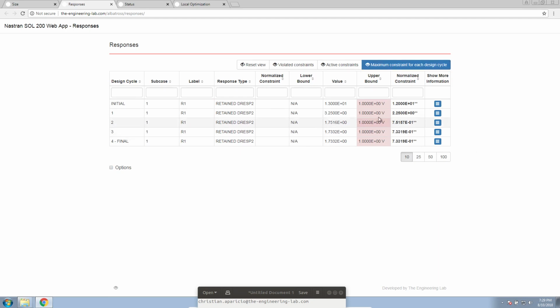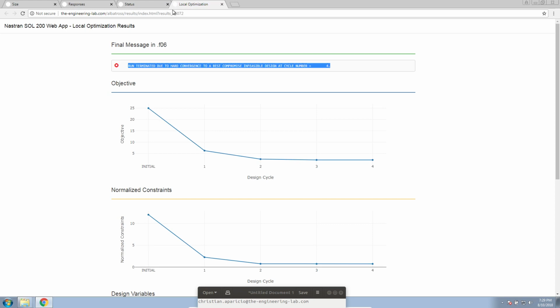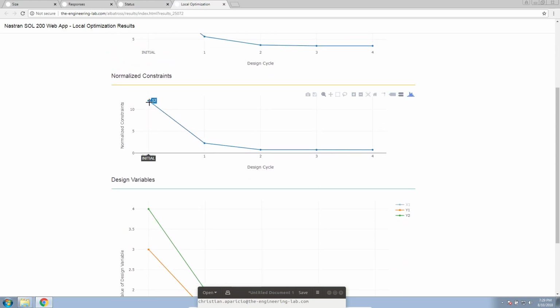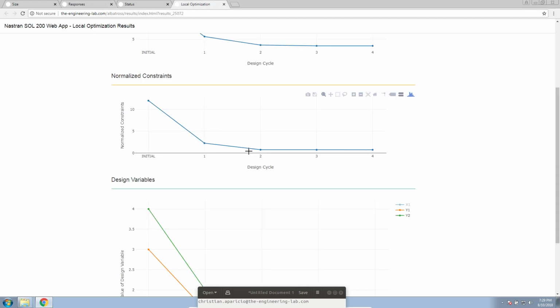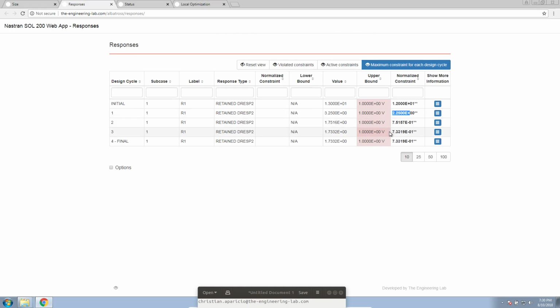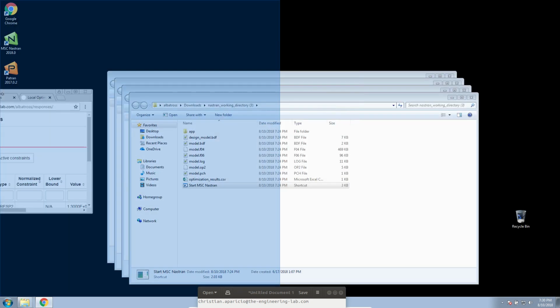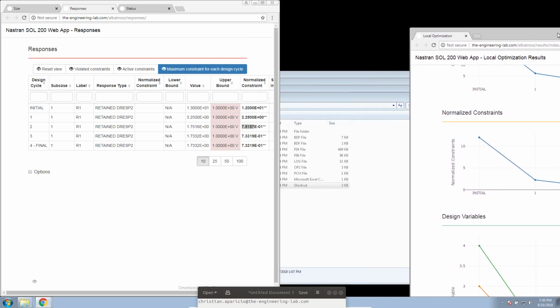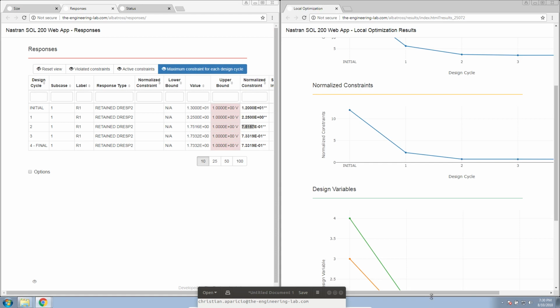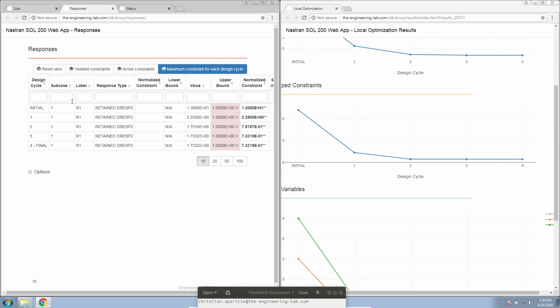So this is where I can see the following. These values with the double asterisk correspond to the normalized constraint value. So here we have a value of 12. Here we have 1.2 times 10 to the 1, so this is 12. The next value is 2.25, so that would be here. The next value is 0.75, so that's what you see here. So this table corresponds to the various values of the normalized constraint plot. This is where you can see which values are being violated.